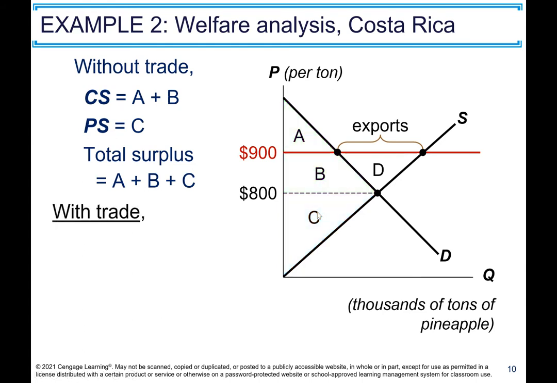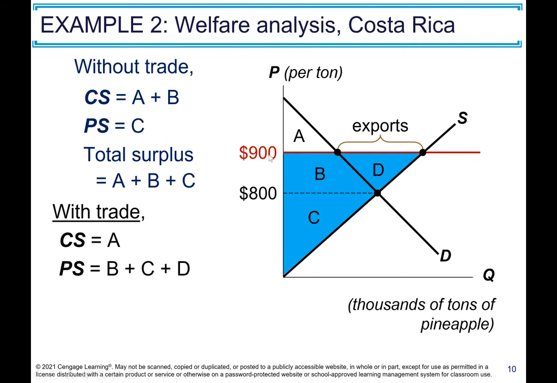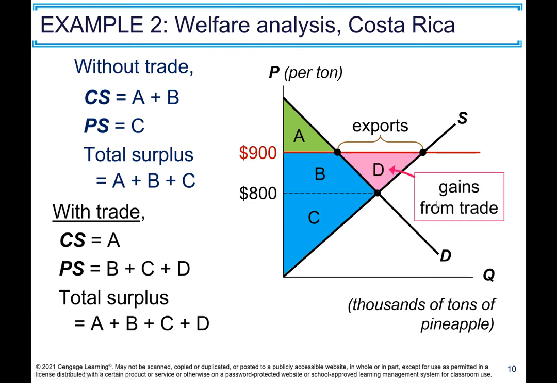With trade, consumer surplus is now A. Price has increased. Producer surplus is now B plus C plus D. Total surplus is A plus B plus C plus D. There is a gain from trade. There is a new triangle that was not there before. That is the gain from trade.